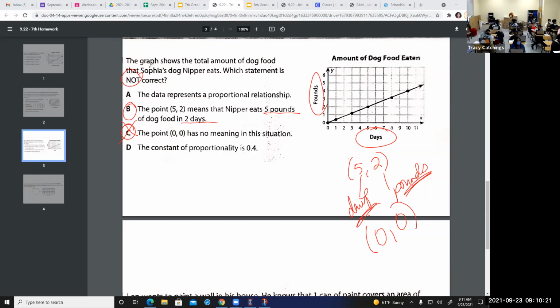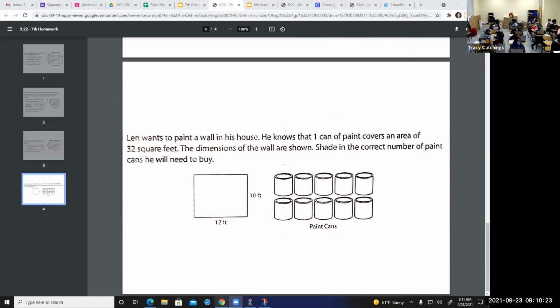Hold tight, 5 minutes. All right, Leah wants to paint a wall in his house. He knows that 1 can of paint covers an area of 32 square feet. The dimensions of the wall are shown. Shade in the correct number of paint cans. What we doing?